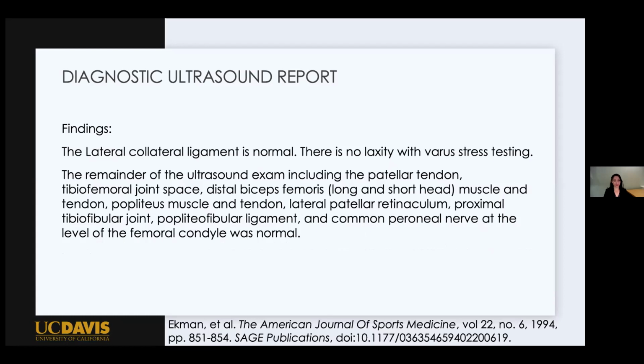Findings also include that the lateral collateral ligament is normal. There's no laxity with varus stress testing. The remainder of the ultrasound exam, including the patellar tendon, tibiofemoral joint space, distal biceps femoris, including the long and short head muscle and tendon, popliteus muscle and tendon, lateral patellar retinaculum, proximal tib-fib joint, popliteofibular ligament, and common peroneal nerve at the level of the femoral condyle was normal.